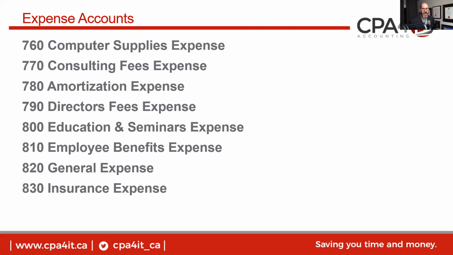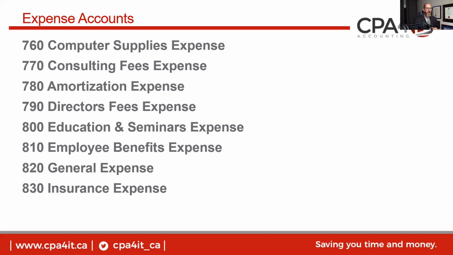Insurance expense. Now, this is not your car insurance or your home insurance. Those are going to fall under home office or rent expense and automobile expense. This is meant for things like errors and omissions, life, or disability. So first of all, let's talk about the difference between errors and omissions, life, and disability.